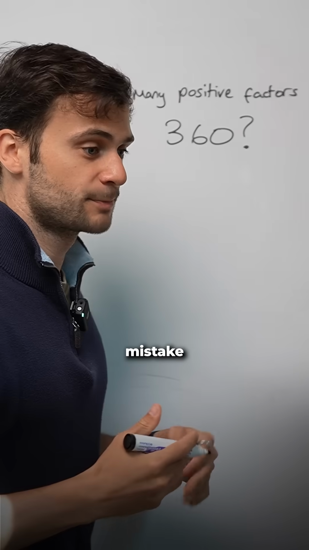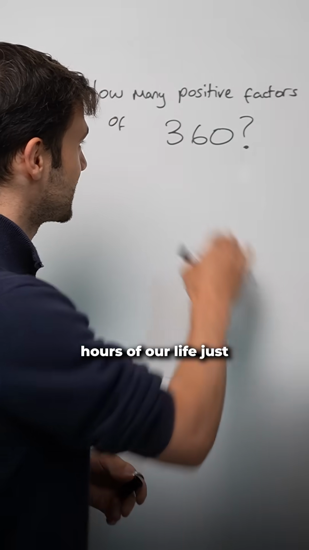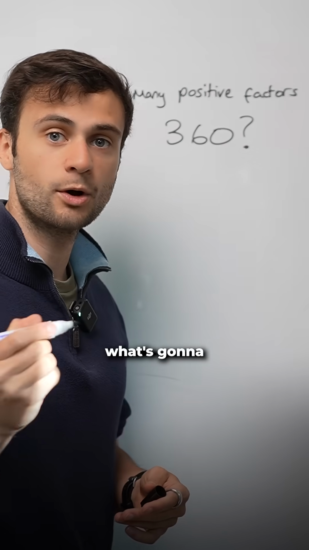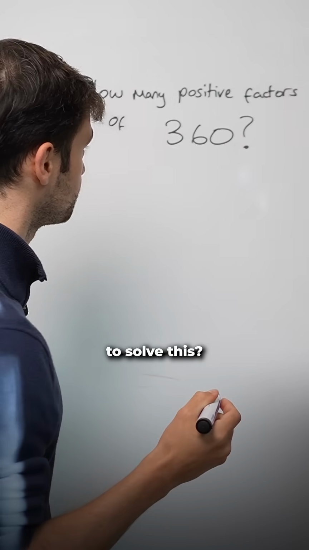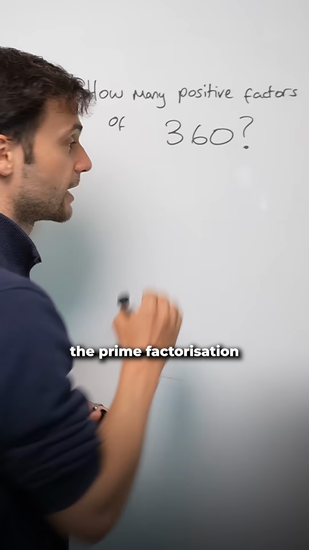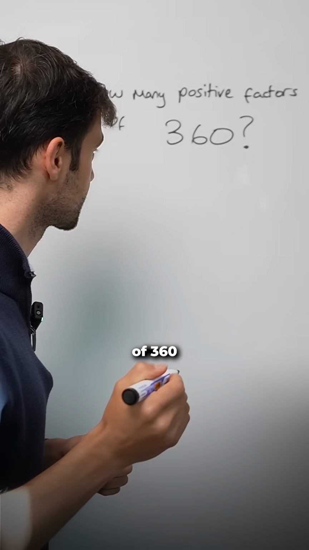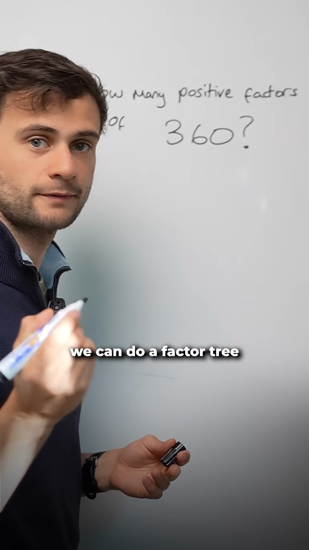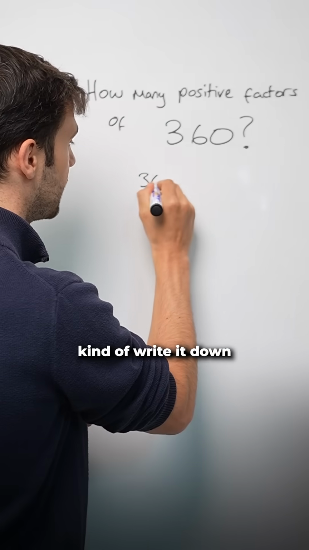So if we don't want to make a mistake, we don't want to spend hours of our life just counting positive factors of 360. What's going to be the quick way to solve this? Well, what we can start by doing is finding the prime factorization of 360. So we can break this down to parts. We can do a factor tree, or we can just kind of write it down.